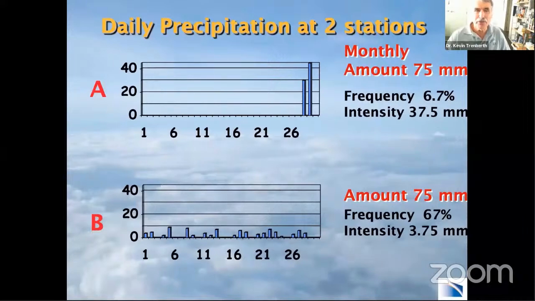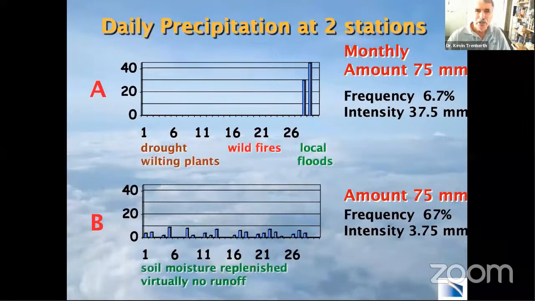And so what does this mean for the climate at these two different stations? Well, in the first one, there would be drought and wilting plants in the dry period, possibly even wildfires, and then suddenly there's enough rain in 2 days to cause local flooding. At the other station, however, there's never enough rain to produce any runoff. The soil moisture, on the other hand, gets replenished regularly. There's no drought. The plants mostly do reasonably well. And so you can see that the climate in these two places would be quite different. And that illustrates why we need to pay attention to these two things.